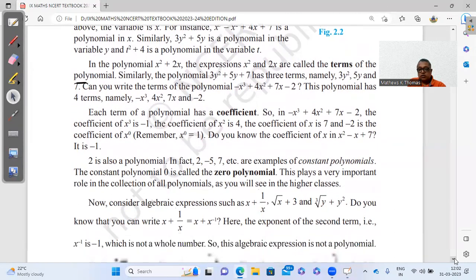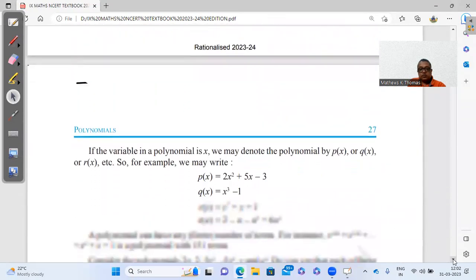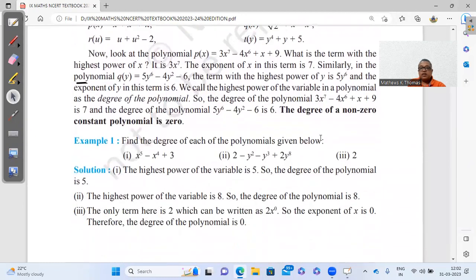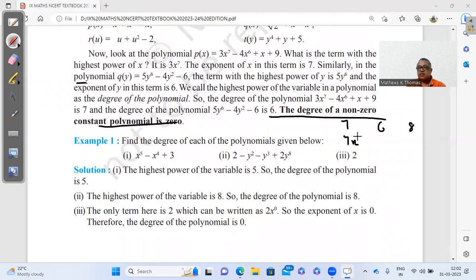Now, going further, a very important statement, about what we have already done, monomial, binomial: the degree of a non-zero constant polynomial is 0. What is the degree of a constant polynomial? Suppose I am taking a non-zero constant polynomial. 0, I told you, is a constant polynomial, in particular the zero polynomial. But if you take any non-zero number, 7, 6, 8, the degree of this is going to be 0. The reason is that 7 can be written as 7x to the power 0, 6 can be written as 6x to the power 0, 8 can be written as 8x to the power 0, and so on.